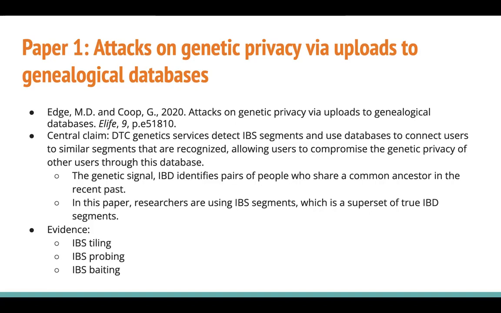And so when users upload this data, these services will provide information to customers about their shared IBS with each relative, possibly including number, lengths, and locations of the shared genetic segments. So without even realizing it, users' information is shared with a number of others, compromising the privacy of many customers. And so there are three methods that the researchers use to reveal the genotypes of users, which is the IBS tiling, the IBS probing, and the IBS baiting.